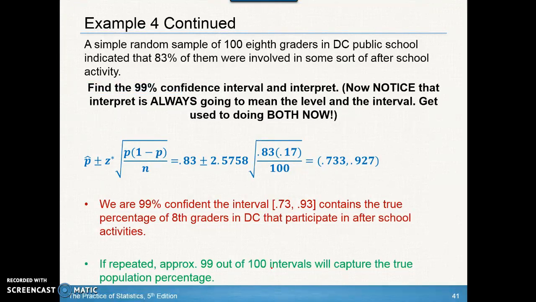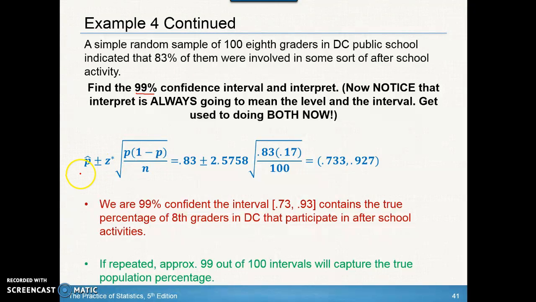Okay, so what would this look like if we were going to interpret the confidence interval and the confidence level? All right, so in the other case, we just looked at the margin of error. Here, we're going to take a look at what the 99% confidence interval looks like, how we can find it, and how we interpret the confidence level and the confidence interval. Now, you're always going to interpret the confidence interval. Every single solitary time you find a confidence interval, you only need to interpret the level if it's asked.